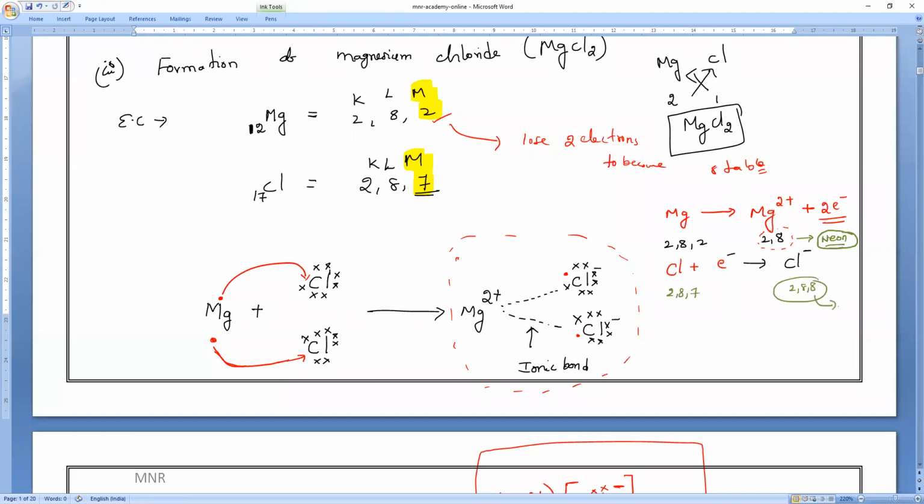So the nearest electronic configuration is that of argon, sir. Understand? Argon is actually 2, 8, 8. Am I right or wrong? 18. Yes, guys.